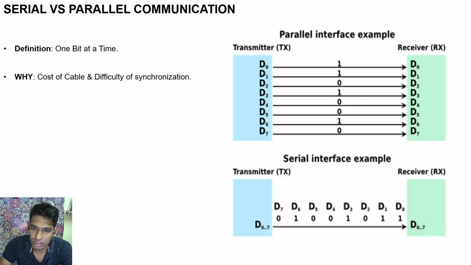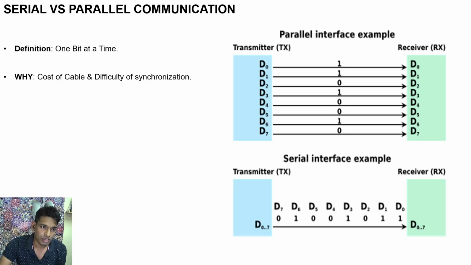And if you're having a 32-bit data, you need 32 more clock cycles to send the same data. So ultimately, if you're thinking serial communication is a bit slower, naturally you might be getting that feeling that serial communication is slow. Why are you using serial communication at all? That is where the price economics comes in: the cost of cable, cost of design, and difficulty of synchronization.